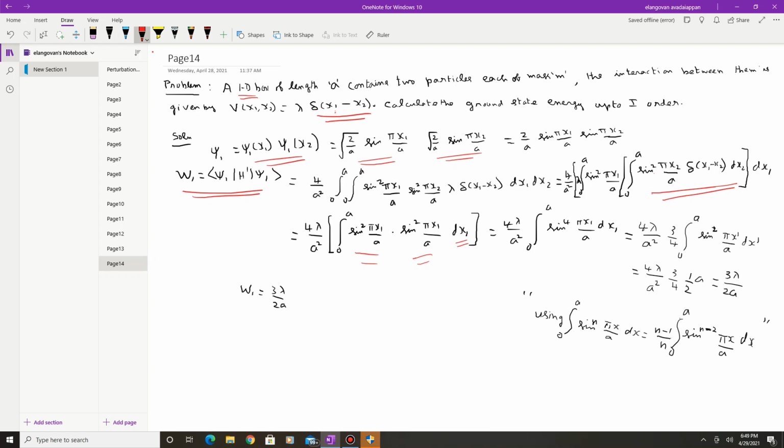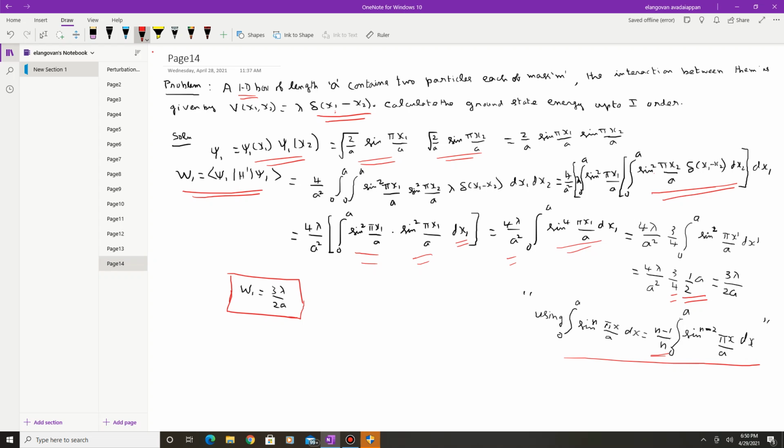So now this can be evaluated. The constant term can be taken outside, and 0 to a sin power 4 pi x by a dx1. This can be easily evaluated like this, because we have a standard expression: integral 0 to a of sin power n pi x by a dx is equal to (n minus 1) by n times integral 0 to a of sin power n minus 2 pi x by a dx. Since here n is equal to 4, 4 minus 1 is 3, 3 by 4, so we are using 3 by 4, and this is integral 0 to a of sin square pi x by a dx, which is equal to a by 2. This is also a standard value. So by remembering some standard integrals, you can evaluate this integral very easily. So finally, the first order correction is found to be W1 is equal to.